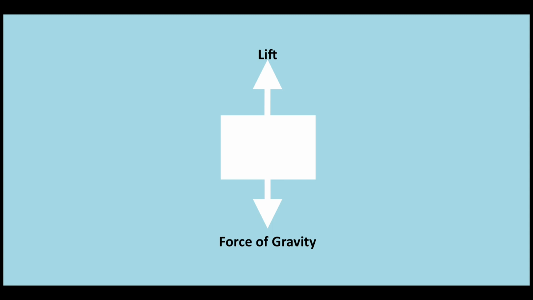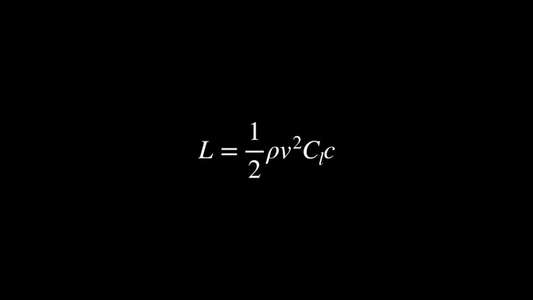Now, lift may sound like a very confusing and complicated topic, but actually, you can define lift by a very simple and powerful equation. The lift force is equal to 1/2 rho v squared c CL, where rho is the density of the medium in which the object is traveling in, v is the velocity of the object, c is the characteristic length of the object, and CL is the coefficient of lift.